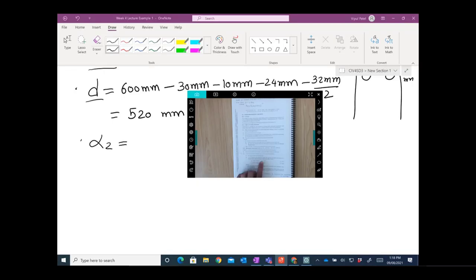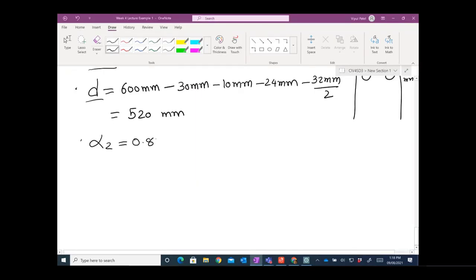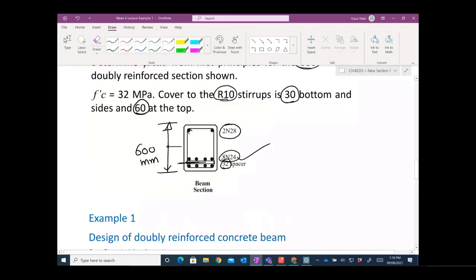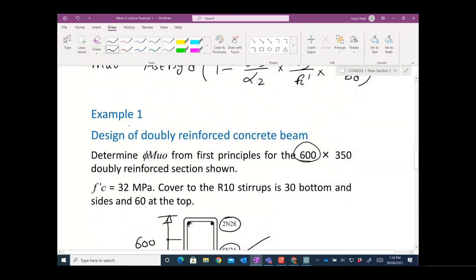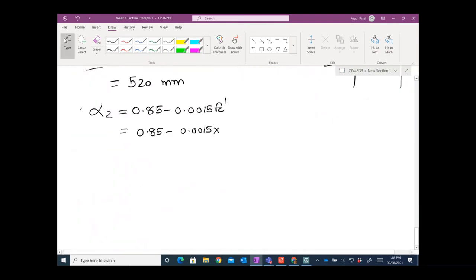If you come back to clause 8.1.3, on that clause you can see alpha 2 equal to 0.85 take away 0.0015 f'c, and alpha 2 is greater than 0.67. So that's fine. Let me copy that: 0.85 take away 0.0015 times f'c. What was the f'c we got? 32 megapascals. This is an empirical equation, so the unit does not come into the picture.